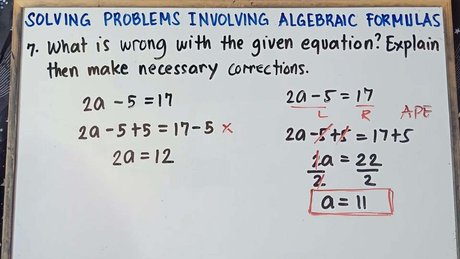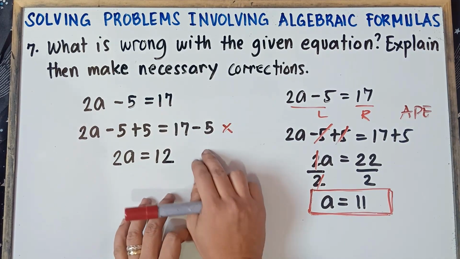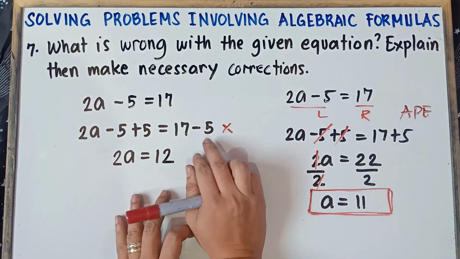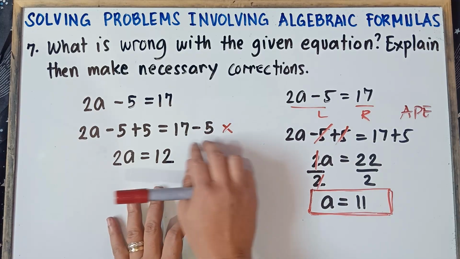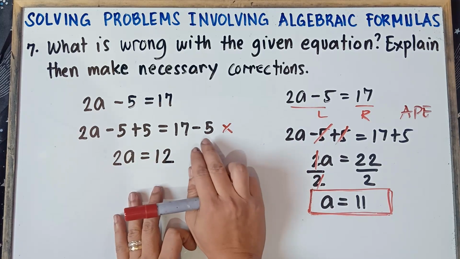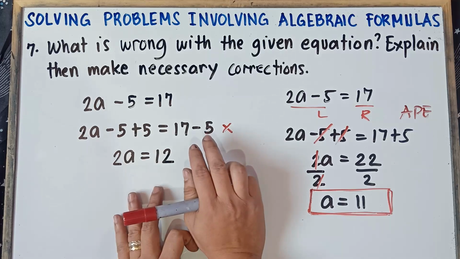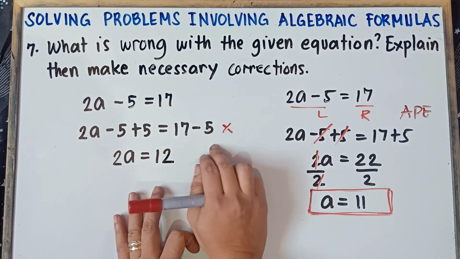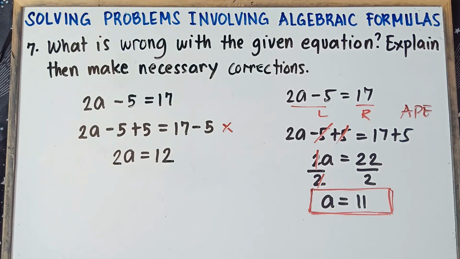So therefore, class, in this scenario, the mistake, instead of adding 5, it is subtracting 5. So therefore, this is wrong. It should be 17 plus 5. Okay, so the wrong for this one, instead of adding 5, it is subtracting 5. So it should be 17 plus 5. Alright, so that's the answer, class, with regards to number 7. This will be our correction.